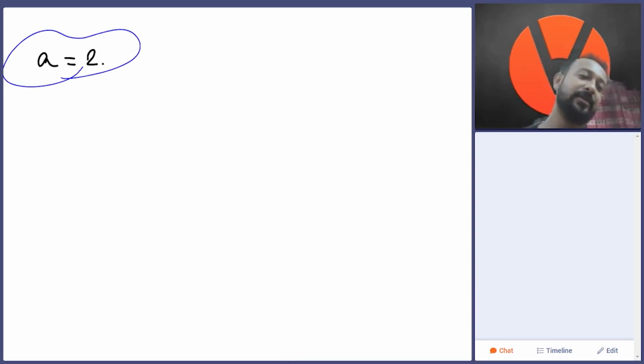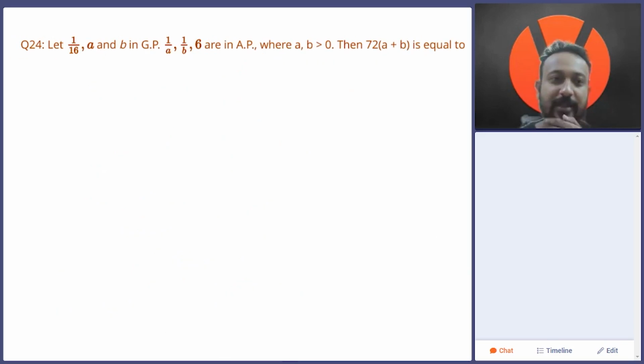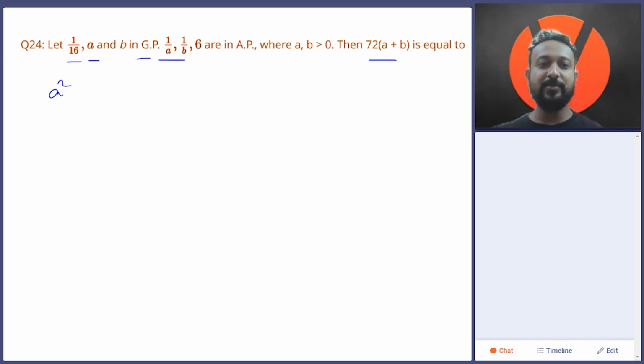Okay. Very good. So guys, I hope you are with me. We are very close to the end of this session. So 1 by 16, A, B are in GP, sir. Three numbers, very simple, and these three numbers are in AP. Then they are asking, this means what? If they're GP, what will happen? So three numbers in GP means what, sir? Middle number square should be equal to the product of the first and third, that is 1 by 16 times B.